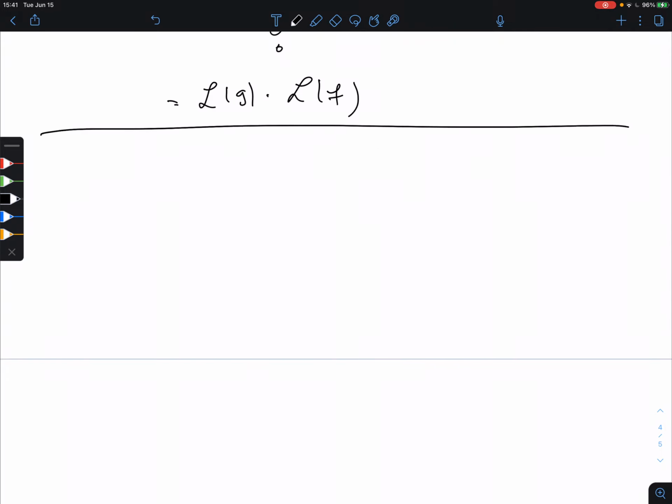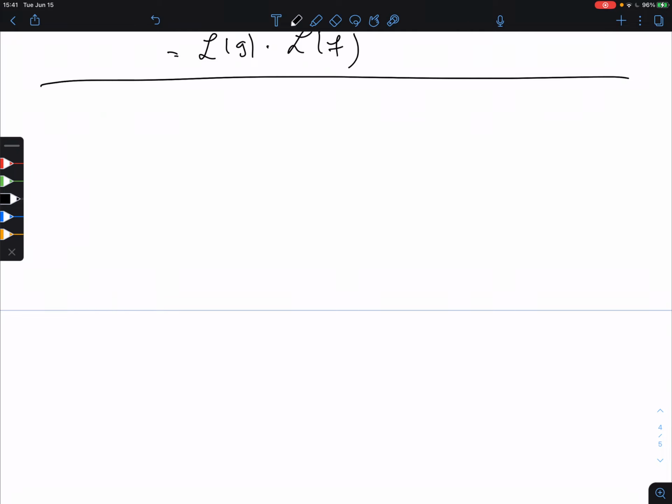Okay, so let's look at one. I want to do an application here. So let me do this one here. We did this one. Okay, so we do y double prime plus 2y prime plus 2y equals f, and we're going to have y(0) equals 1 and y prime(0) equals 4.